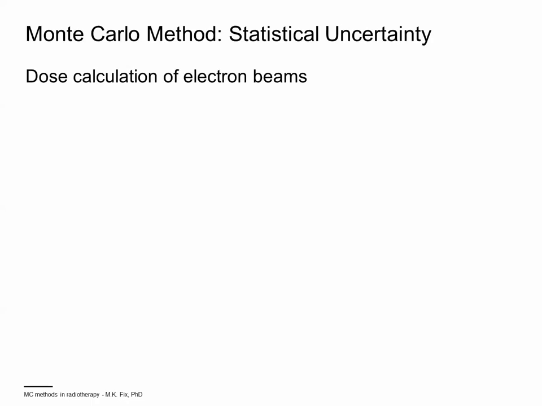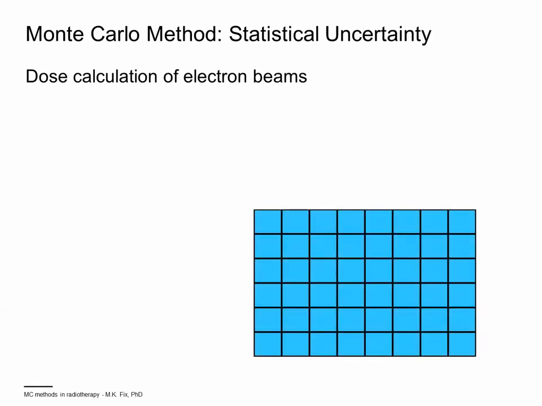As already mentioned, the statistical uncertainty is of great importance for the Monte Carlo simulations. Often it remains unclear on how the stated number of percentage uncertainty for a dose distribution is determined and what its meaning is. We first consider the situation for dose calculation of electron beams in a water phantom with scoring voxel and an impinging electron beam.